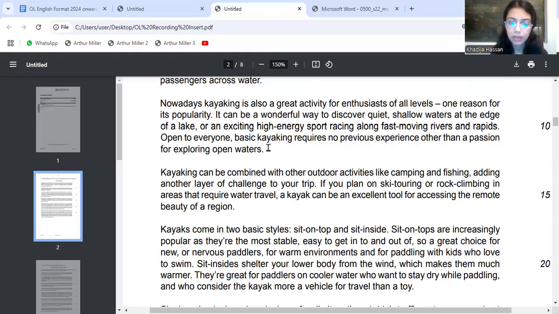Kayaks come in two basic styles, sit on top and sit inside. Sit on tops are increasingly popular as they're the most stable, easy to get into and out of. So a great choice for new or nervous paddlers, for warm environments, and for paddling with kids who love to swim. Sit inside shelter your lower body from the wind, which makes them much warmer. They're great for paddlers in cooler water who want to stay dry while paddling and who consider the kayak more a vehicle for travel than a toy.